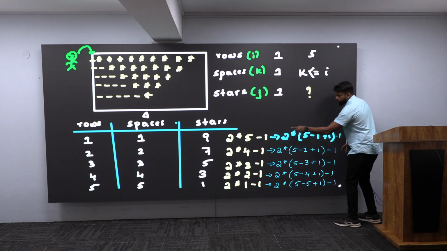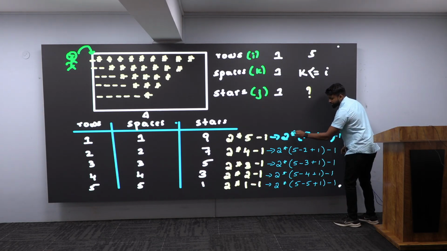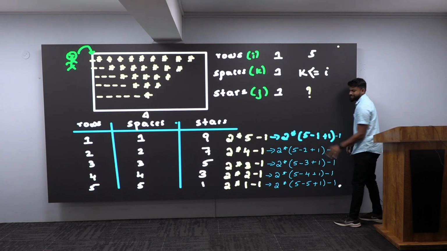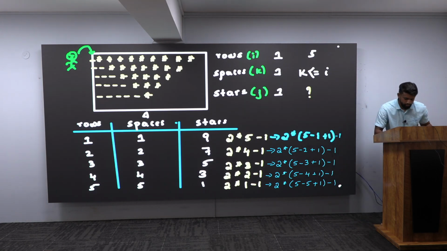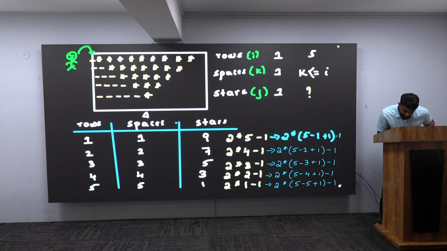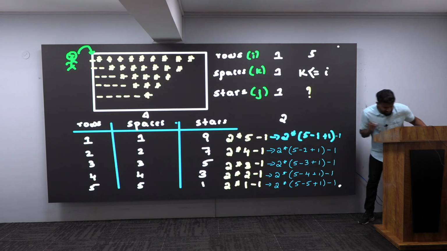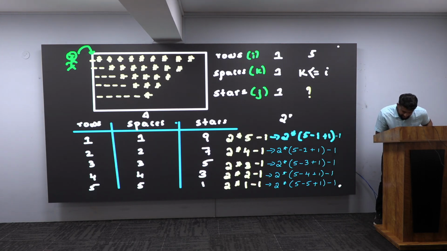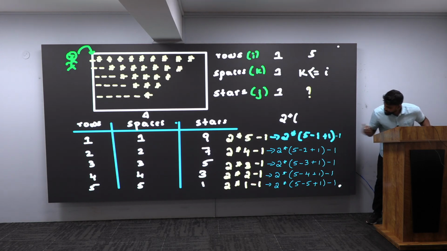Great. Wherever common things are there, I will write it as it is. How is that? Watch it. Now, 2. Everywhere 2 is there, 2 I will write it. Everywhere star is there, star I will write it. Everywhere bracket is there, bracket I will write it. Everywhere 5 is there, 5 I will write it. Everywhere minus is there, I will write it.